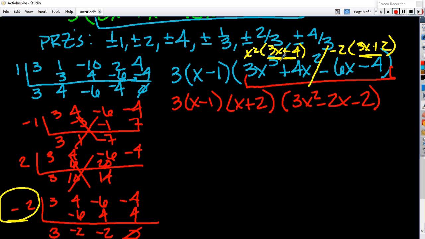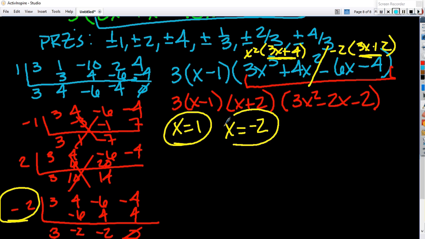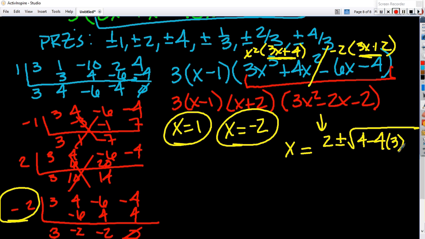All right, everybody set it to 0. X is 1. X is -2. But here, X is opposite B plus or minus the square root of B squared minus 4AC all over 2A.